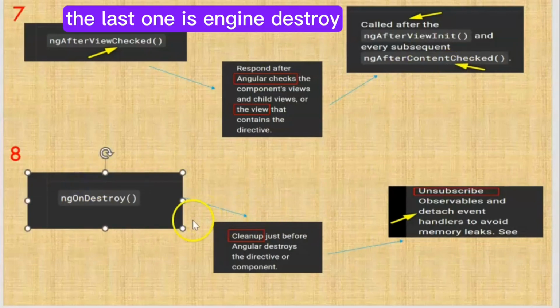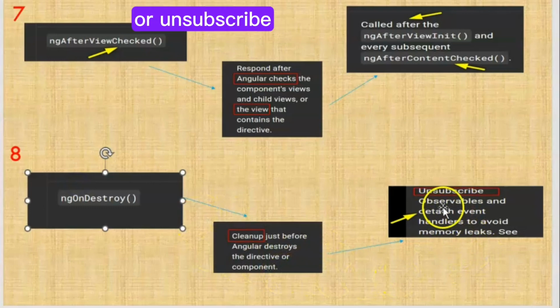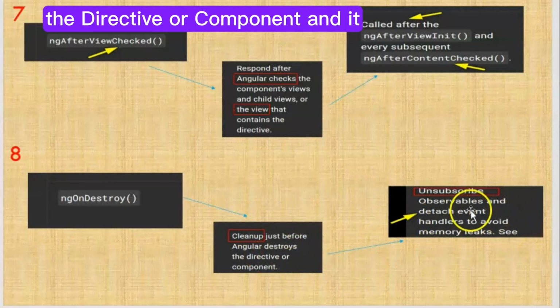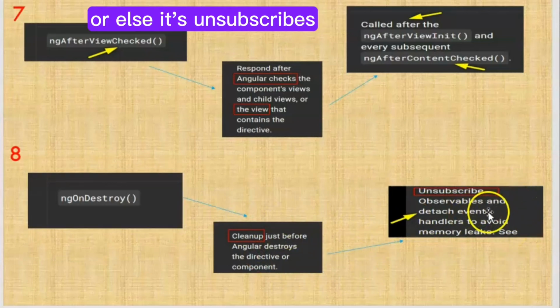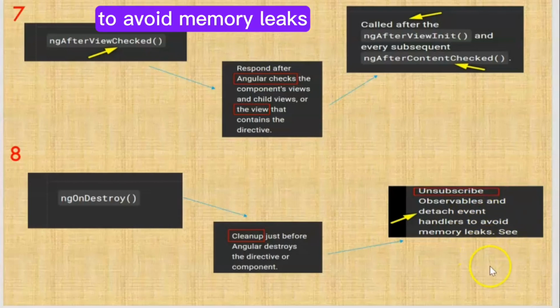The last one is ngOnDestroy. It basically cleans up just before Angular destroys the directive or component, and it unsubscribes or detaches event handlers to avoid memory leaks.